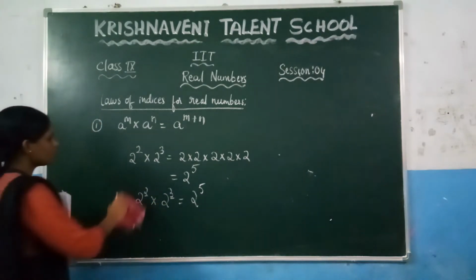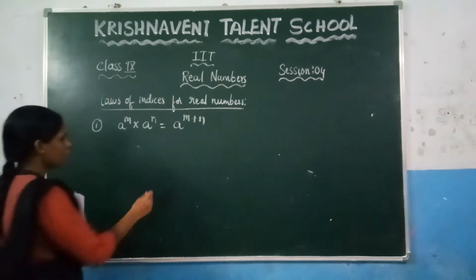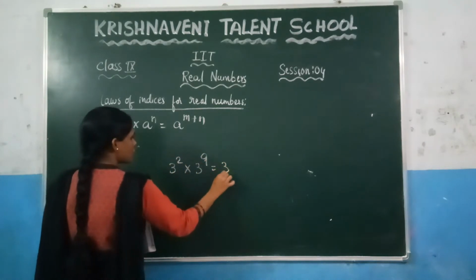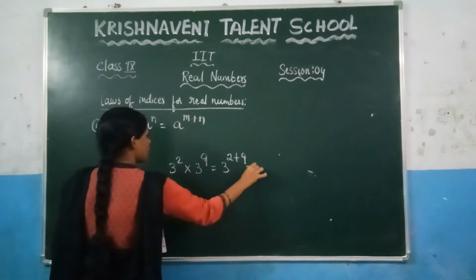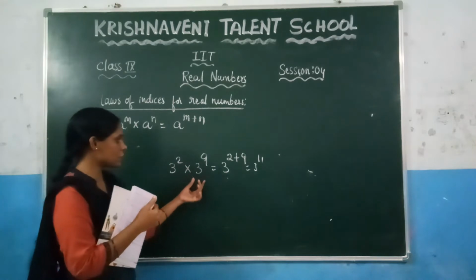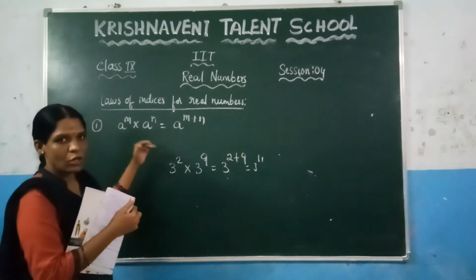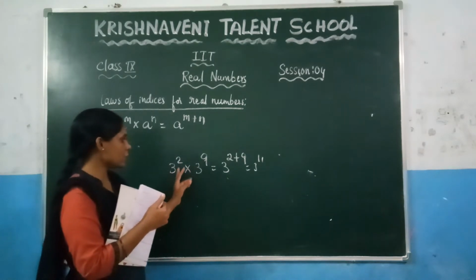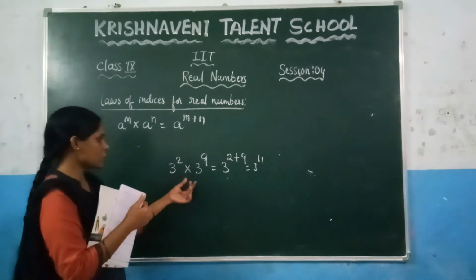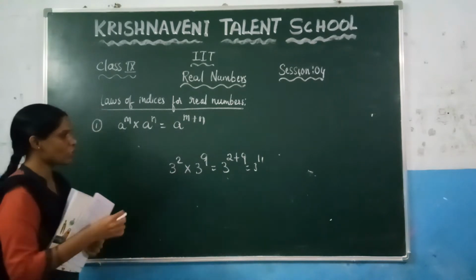See the next one. Suppose you are given 3 square into 3 power 9. What is the value of this one? It is nothing but 3 power 2 plus 9, which gives you 3 power 11. There is no need to multiply 3 two times and 3 nine times. There is no need to calculate. Just by applying this law of exponents, you can write 3 square into 3 power 9, which gives you 3 power 11. If the bases are the same and you are multiplying, then you can add the powers. This is the first law of indices.